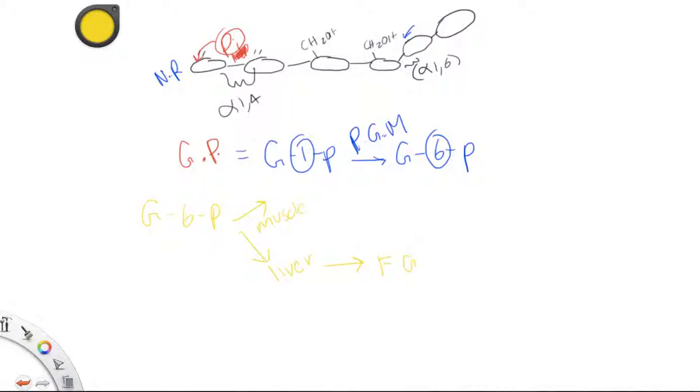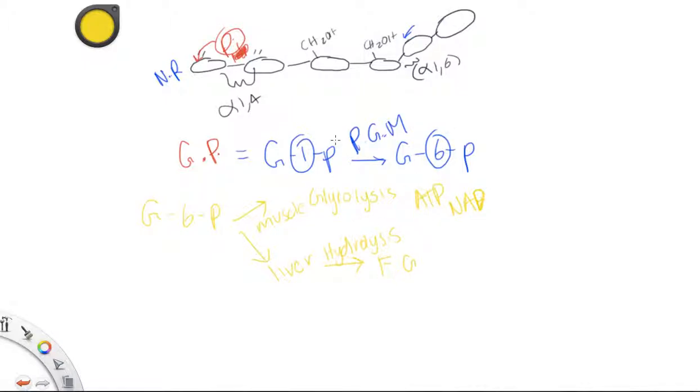Free glucose. In the muscle, it undergoes glycolysis, and you can get ATP and NADH from it, which is very useful. Over here in the liver, it would undergo hydrolysis instead of glycolysis, and we'll transport it directly into the blood for other tissues.